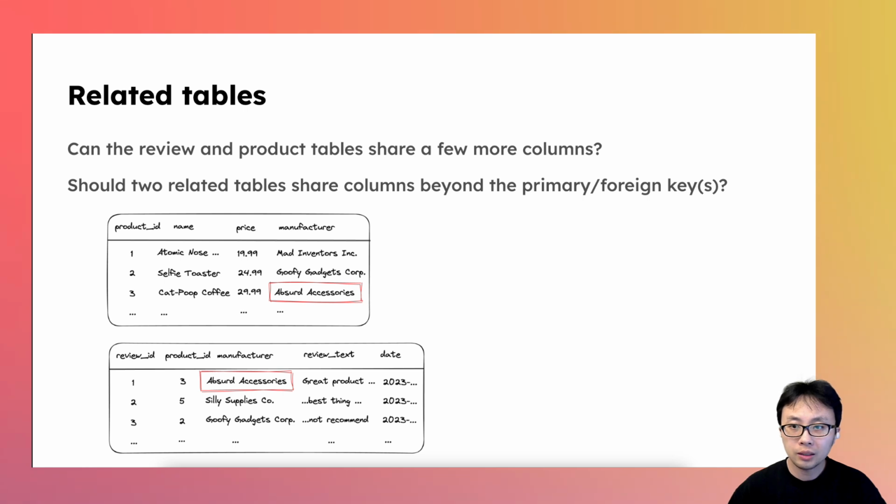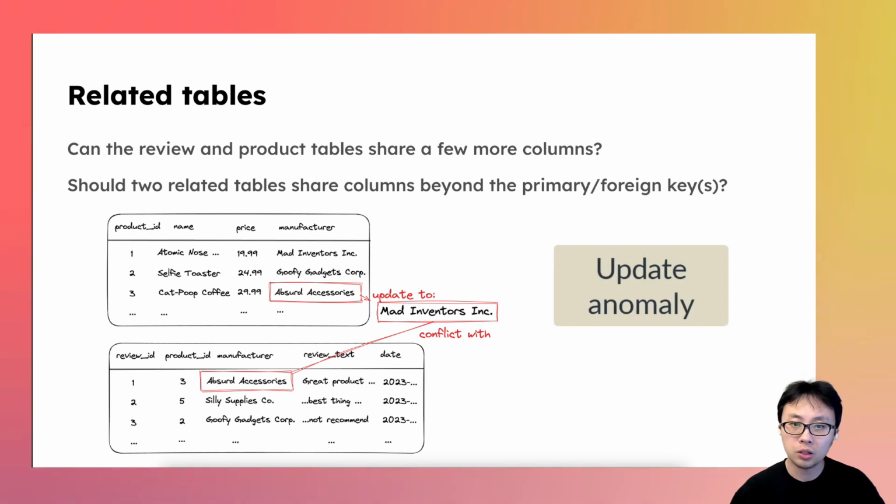Suppose that you decided to make the product and the review tables share one more column beyond the product ID column, the manufacturer column. When you need to update the manufacturer of a product, you need to update both of the product and the review tables. Otherwise, you will end up with new manufacturer data in one table, but outdated data in the other. Such a problem is known as an update anomaly.